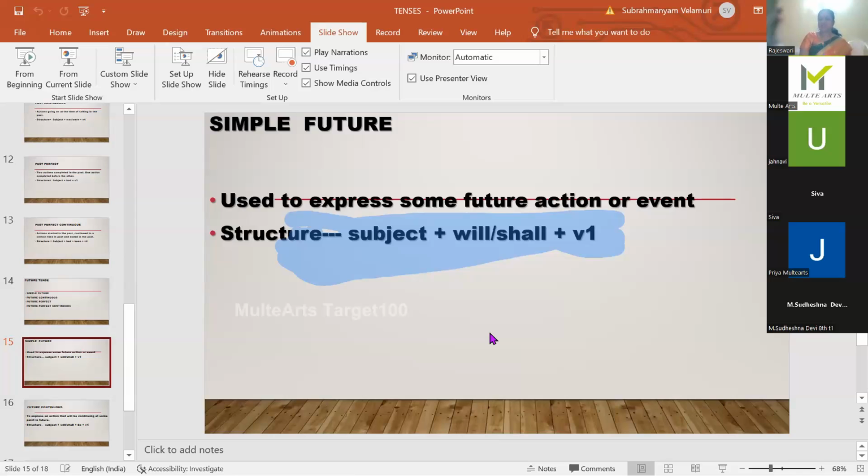But generally, when you are not sure, we use shall with only I and we. Shall is used with I and we. Will is used with he, she, it, and they, the other third person and second person. So when it comes to simple future, the structure will be subject plus will or shall plus verb one.